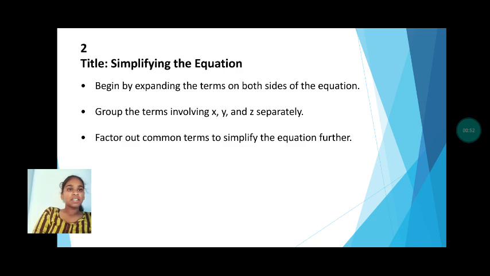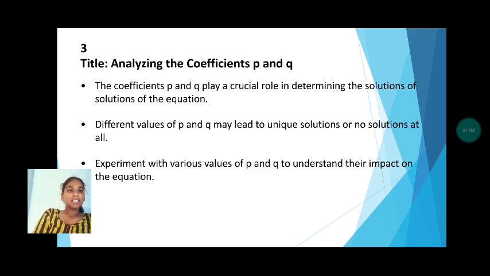Begin by expanding the terms on both sides of the equation. Group the terms involving x, y, and z separately. Factor out the common terms to simplify the equation further. Analyzing the coefficients p and q. The coefficients p and q play a crucial role in determining the solutions of the equation. Different values of p and q may lead to unique solutions or no solutions at all. Experiment with various values of p and q to understand their impact on the equation.